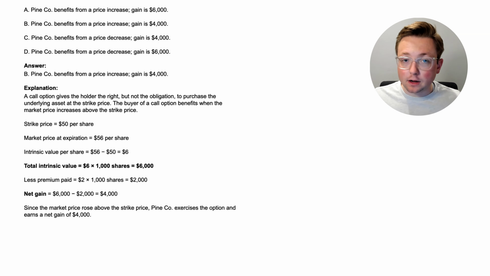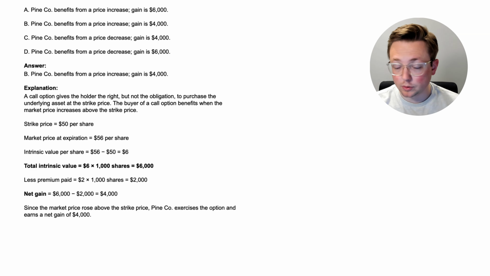So again, they had that call option, they paid a $2 premium per share, the $2,000, to be able to buy the stock at $50 per share instead of whatever the price was if they used the option, which was $56 in this question. So again, they got $56 stock for $50 per share. They had to pay $2, so really it was $52 per share to get $56 stock. So that's a net gain of $4,000. Again, that is going to show up on the P&L.